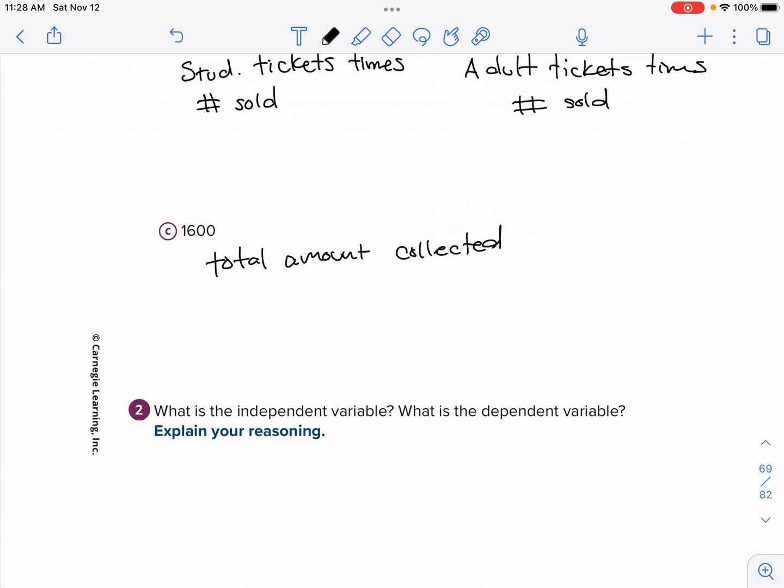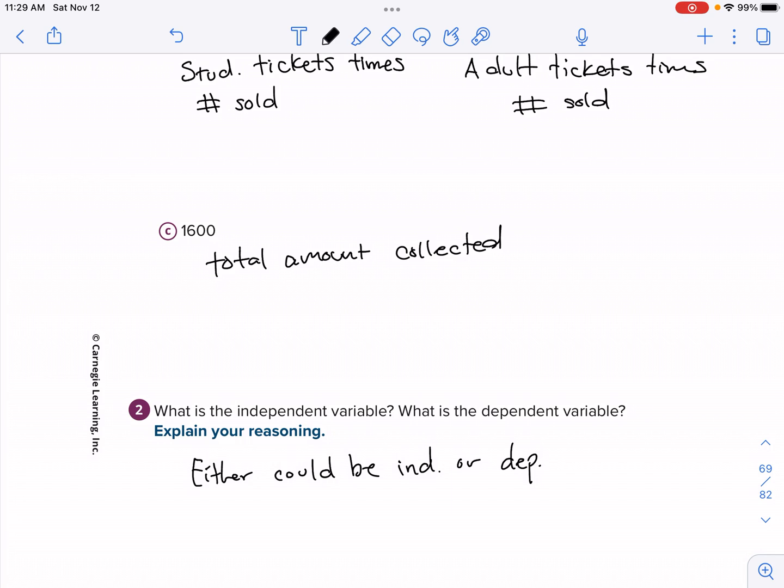And then for number 2, it says, what is the independent and dependent variable? Typically, we say x is independent and y is dependent. But in this context, either variable could be independent or dependent. The reason is because adult tickets aren't really dependent on student tickets or vice versa. So we're going to say either could be independent or dependent. I could have put 5y instead of 5x, and it could have been $5 per student ticket, and y would represent adult instead of student. Okay.